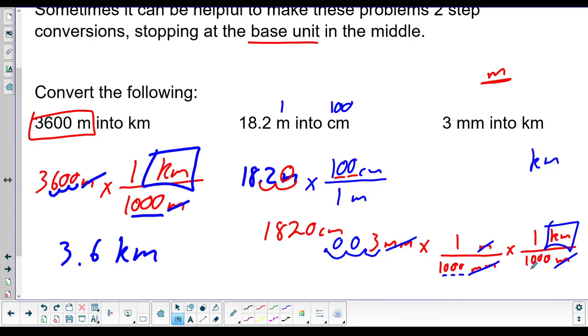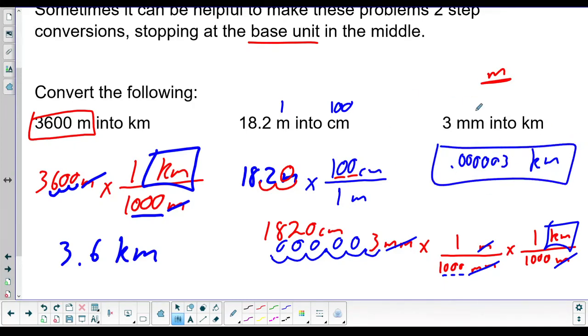Then I need to divide by 1,000 again. So we need to go left again 3 more places. So we're going to go 1, 2, 3. So 3 millimeters in kilometers is 0.000003.